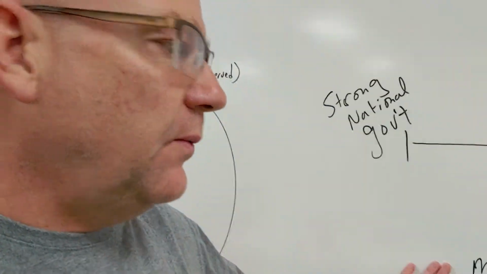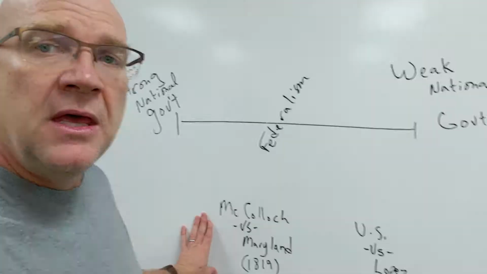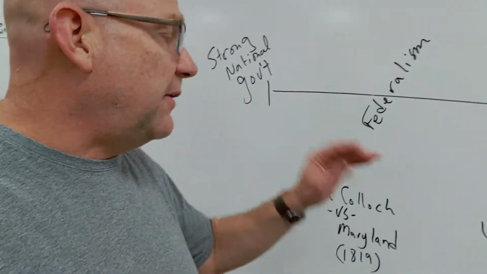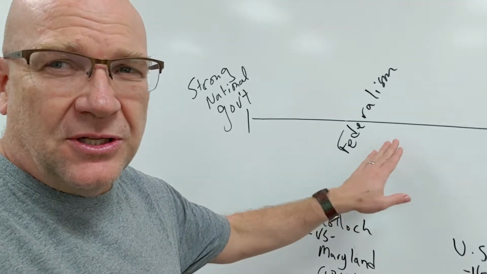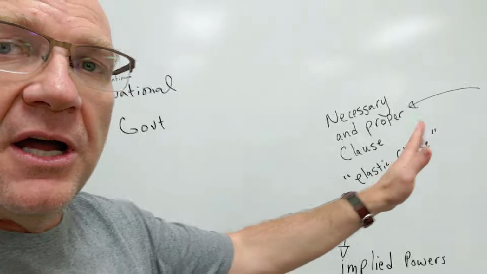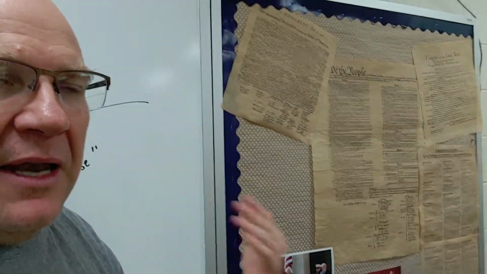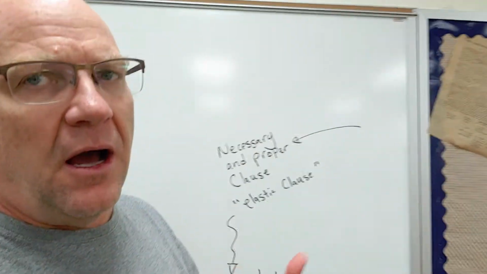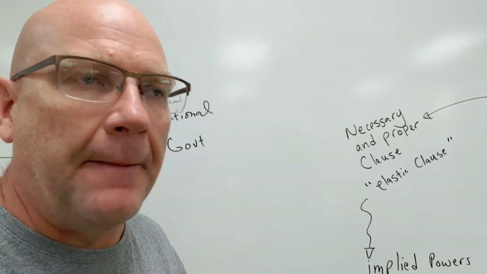And that is going to be with McCulloch versus Maryland. So in McCulloch versus Maryland, it's 1819. The federal government is fairly new. The national and state governments are fairly new. And over here we have our Constitution. And as part of that, you start to get this rise of business and commerce and things like that.